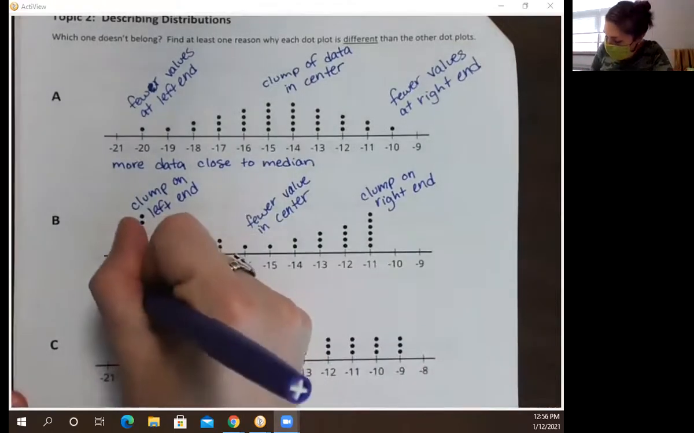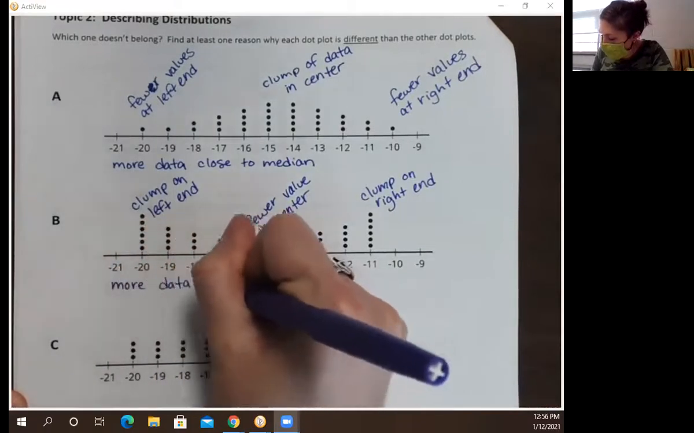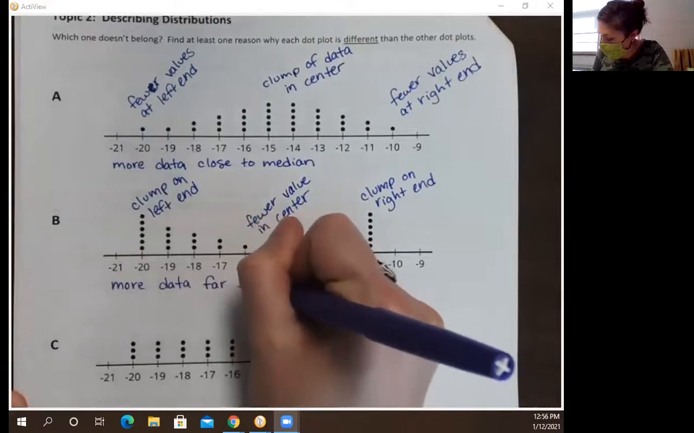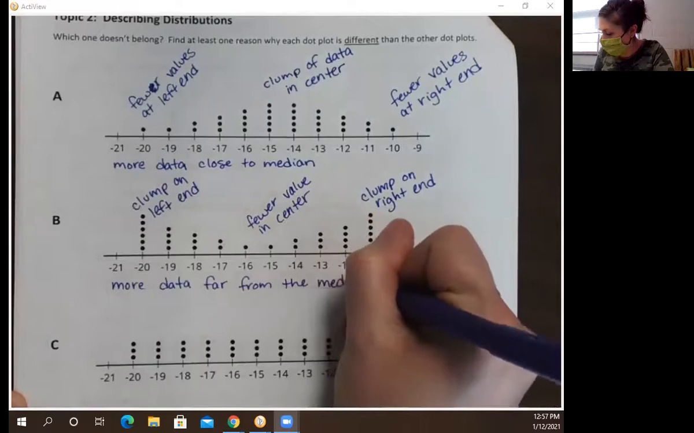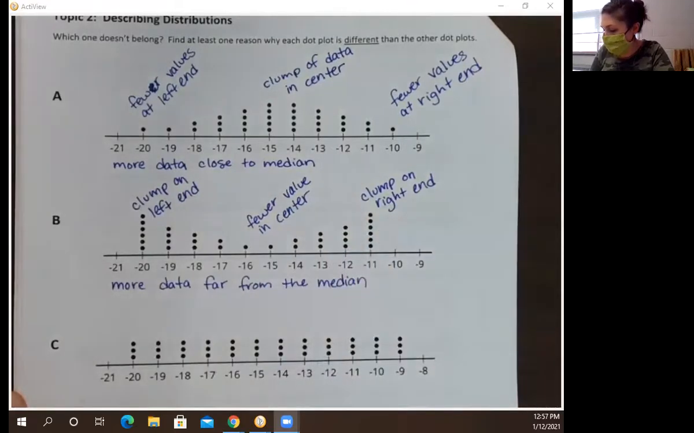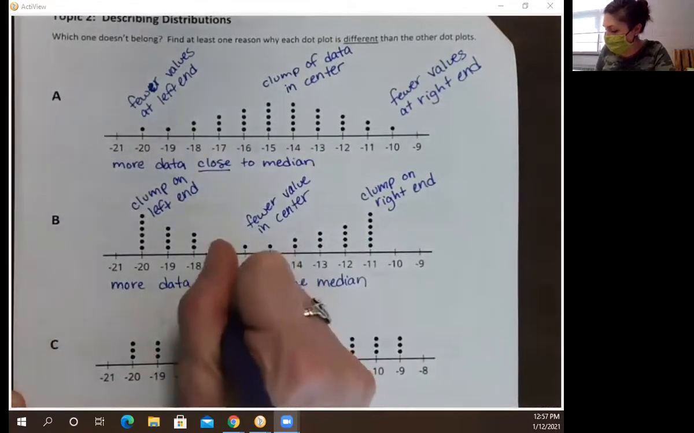So we have for B, more data far from the median. For A, that data was close to the median. For B, that data is far from the median.